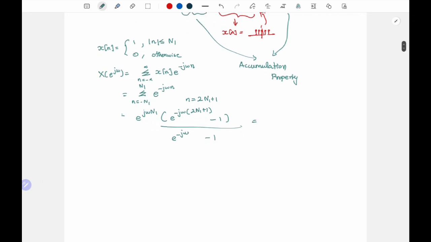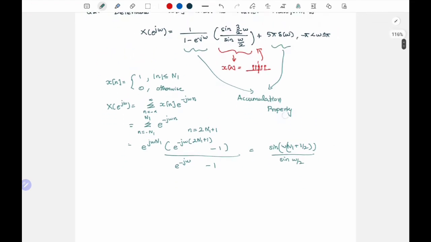So this, if you try to simplify, what will you get? You will take e^{jω(2n1+1)/2}, and from the bottom you will take e^{-jω/2}. So this and that, those terms will cancel, and finally you will arrive at sin(ω(n1 + 1/2)) divided by sin(ω/2). So now you can see, you need sin(3ω/2) by sin(ω/2).